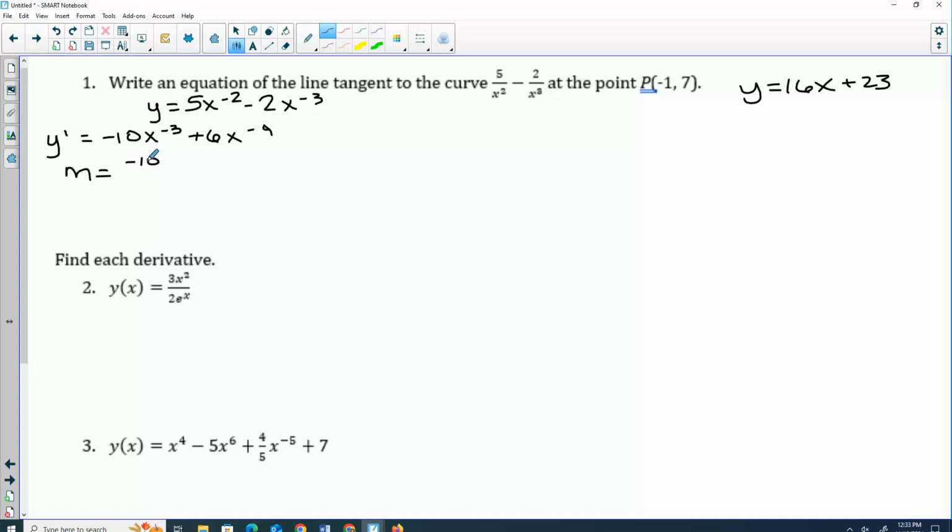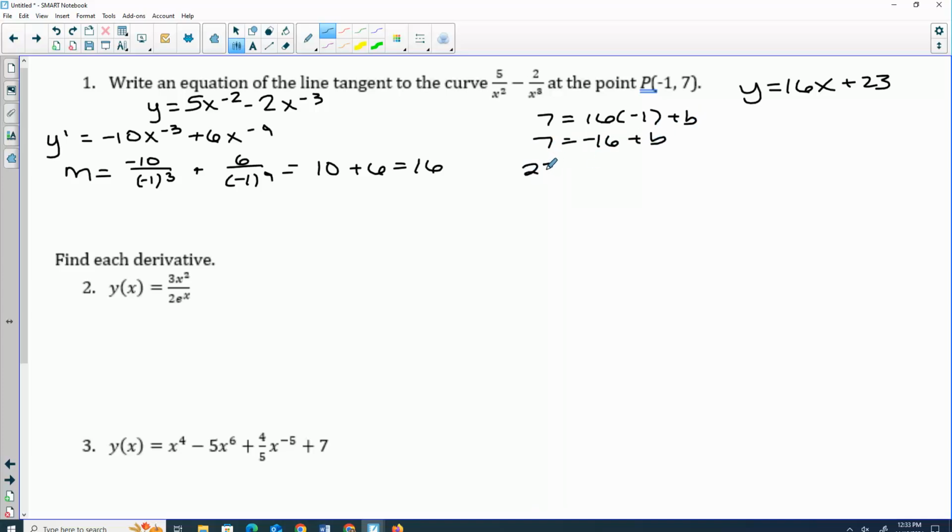So this is like negative 10 over negative 1 cubed, and 6 over negative 1 to the 4th. That gives me 10 plus 6, which is 16. So now we know our slope. Now plug into y equals mx plus b, so y equals m times x plus b. So we get b equals 23. Then the equation is y equals 16x plus 23.